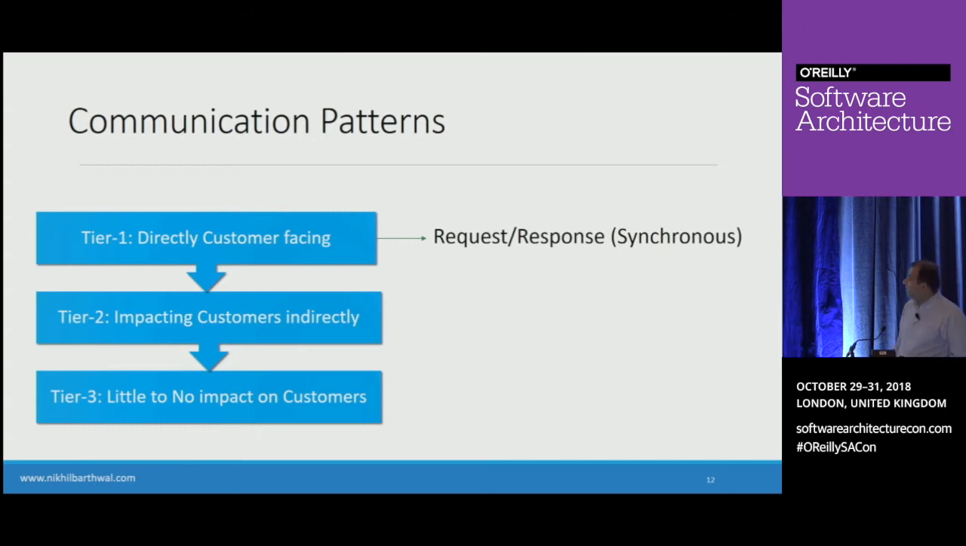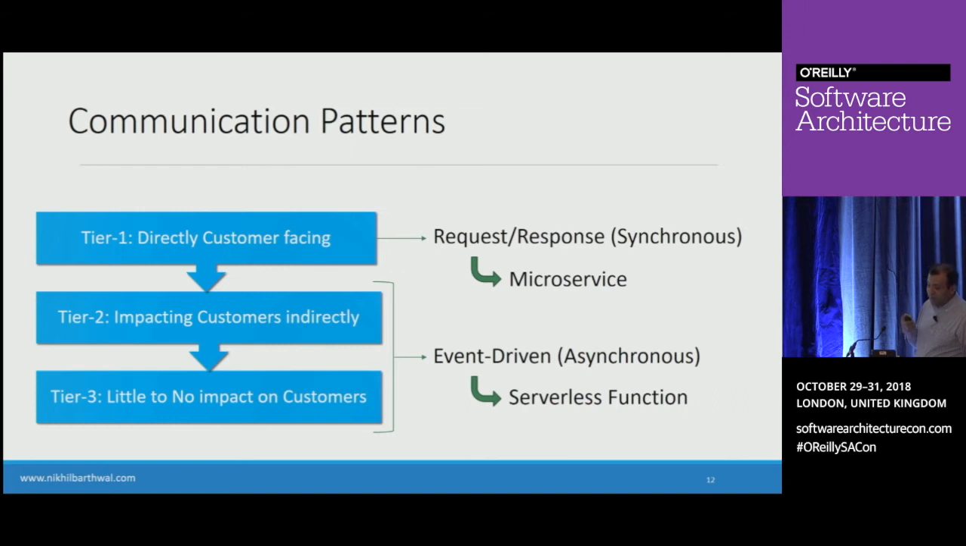Turns out that most of the direct customer facing services tend to be request response, right? Because I send a request, I get back a response, it's synchronous. And for such kinds of services, microservices generally tend to be a better choice. Whereas when you look at tier 2 and tier 3, generally they would be event driven and asynchronous in nature. So at that point, serverless tends to be a better choice.